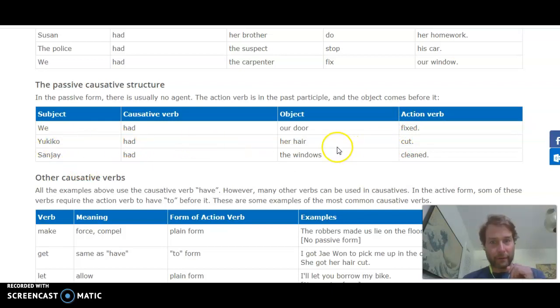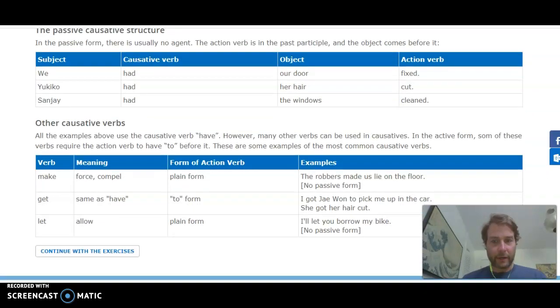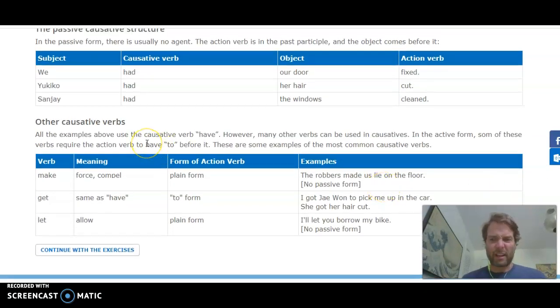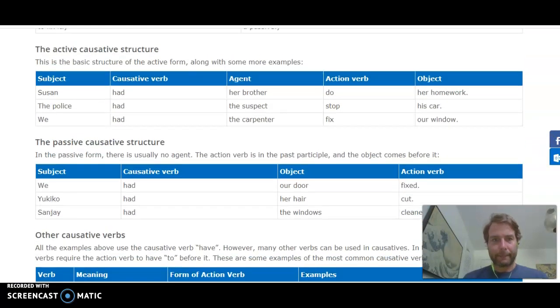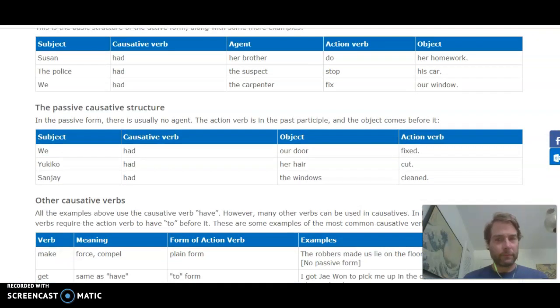Yukiko had her hair cut. It would be Yukiko cut her hair, but here we turn it around to the passive structure. Yukiko had her hair cut. And now you need, like I said, third column or ed. You can check in your agenda or you can look on the net for a list of irregular verbs. Okay, at the bottom over here, I think it's more like a particular example. We can skip this, but don't forget, sometimes you will need the third column.